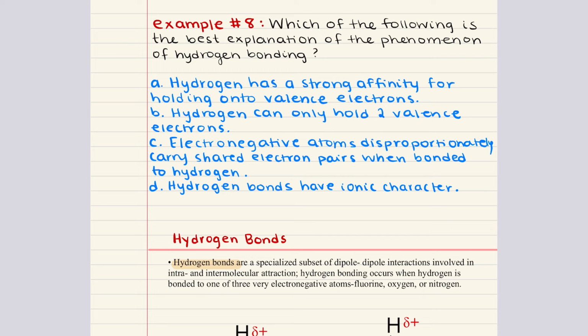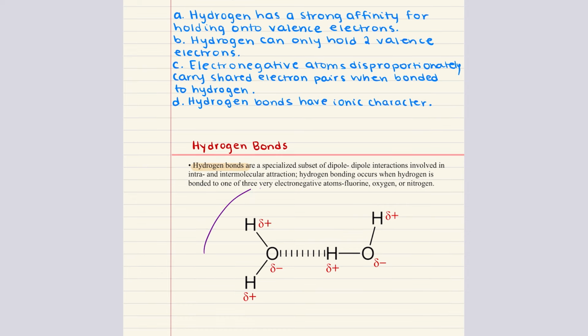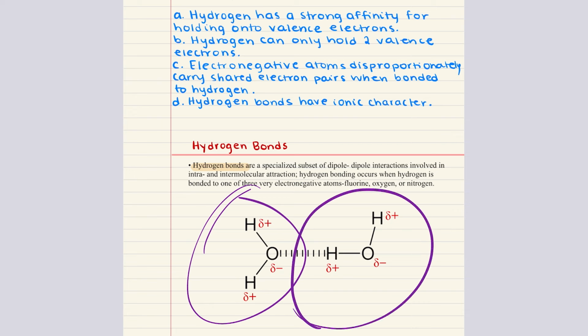Now, the significant electronegativity difference creates a polar bond with a strong partial positive charge on the hydrogen atom and a partial negative charge on the electronegative atom. In hydrogen bonding, that partially positive hydrogen atom from one molecule is attracted to the lone pair of electrons on the electronegative atom of a neighboring molecule. And this interaction is stronger than typical dipole-dipole interactions due to the high polarity of the bond, but it is weaker than covalent or ionic bonds.